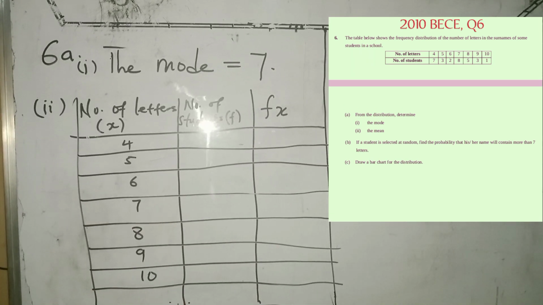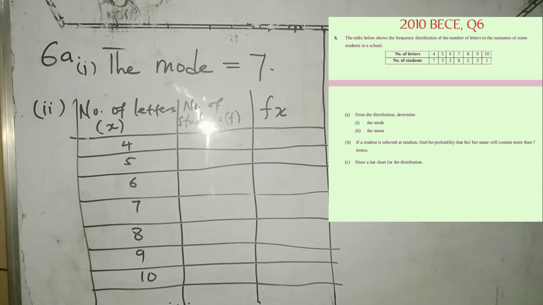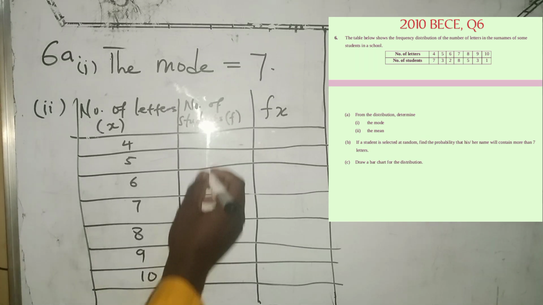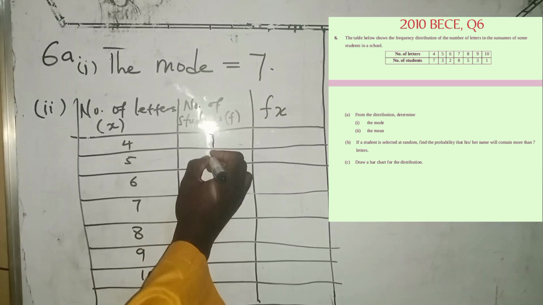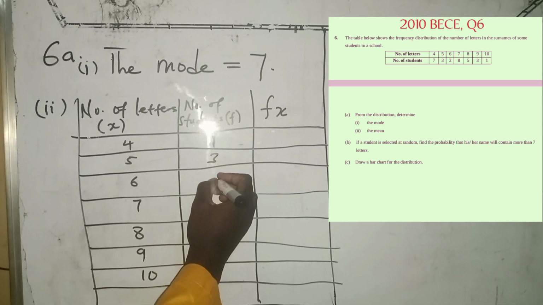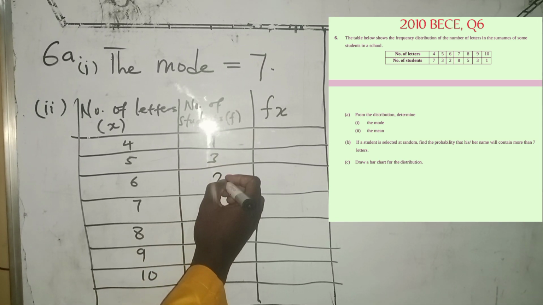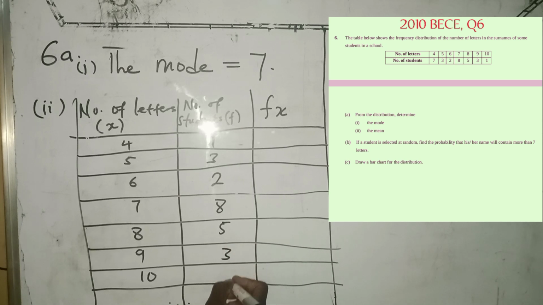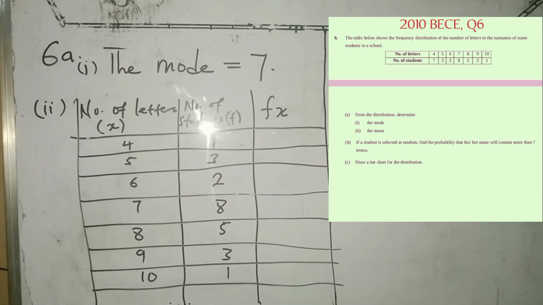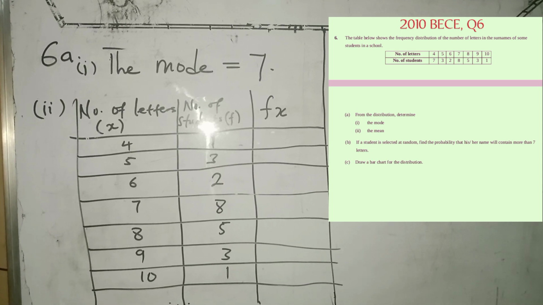So, as for the number of students, the frequencies are as follows: 7, 3, 2, 8, 5, 3, and then 1. So these data are stated in the question, remember.